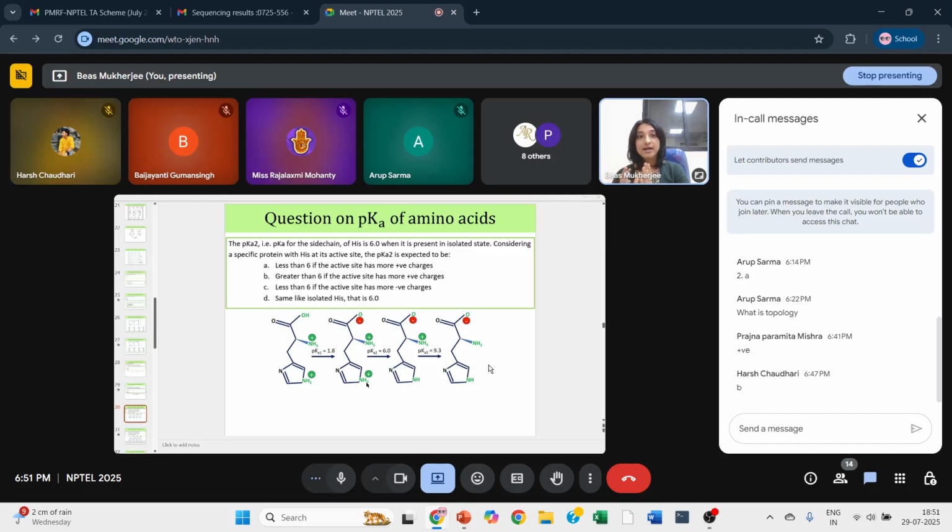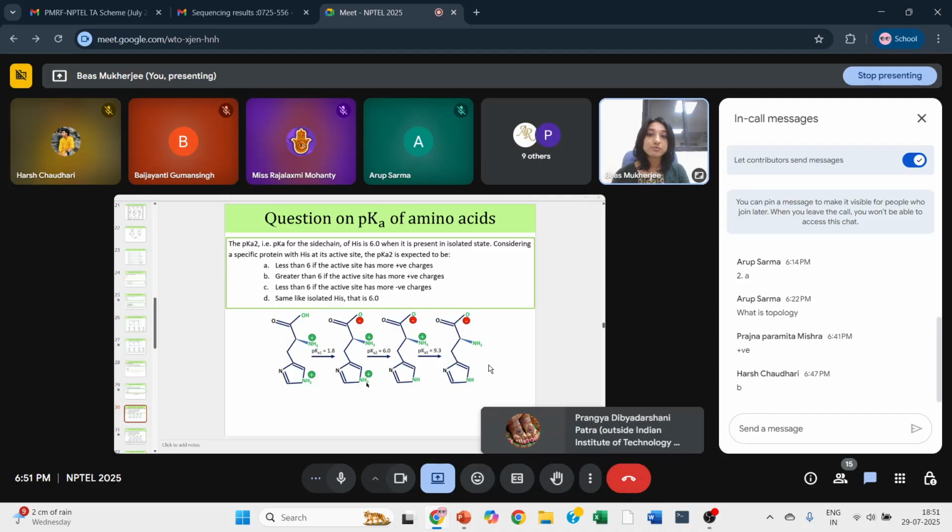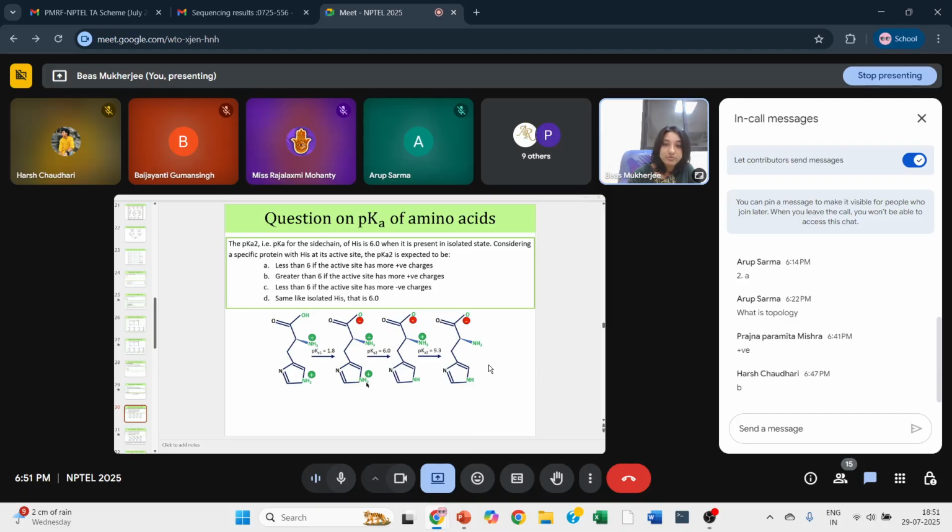Considering a specific protein with histidine at its active site, the pKa is expected to be less than 6 if the active site has more positive charge, greater than 6 if the active site has more positive charge, less than 6 if the active site has more negative charge, or the same as isolated histidine, that is 6. Now which one do you think would happen?